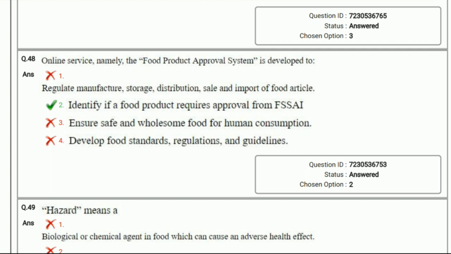So it was developed to identify if a food product requires approval for FSSAI or not. If so, then the food will be approved by FSSAI. FSSAI product approval is required for products which contain ingredients or additives which are not as per standards prescribed in the FSSA Act. So under this system, they identify if the food product requires FSSAI approval or not.